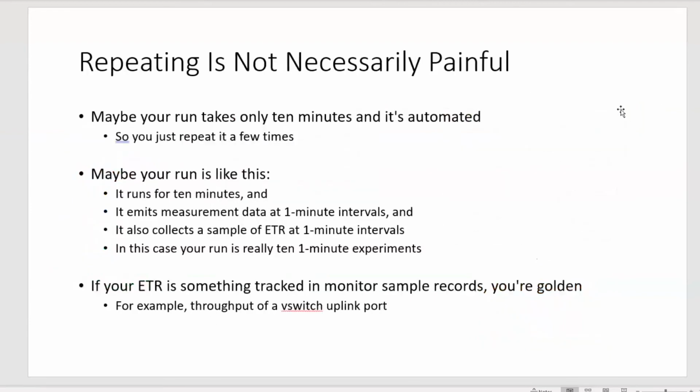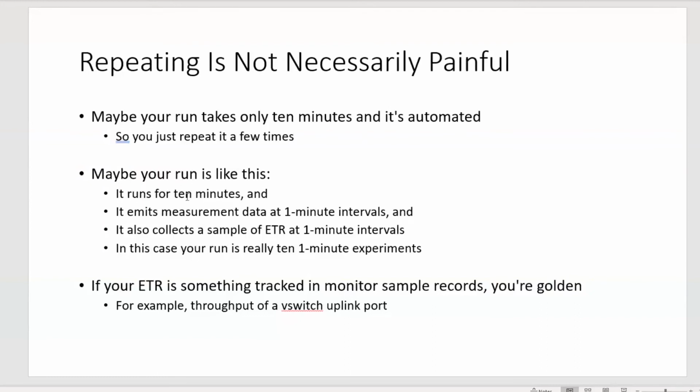So you might think, oh my gosh, what about all this lab time that we're using doing all these measurements? How can we afford a 5x expansion in our machine time to get reliable measurements that are going to make Brian happy? Well, it turns out you don't have to do that. Maybe your run takes only 10 minutes and it's automated, so you can use night shift time and come in the morning and see all your results. But maybe it's more like this.